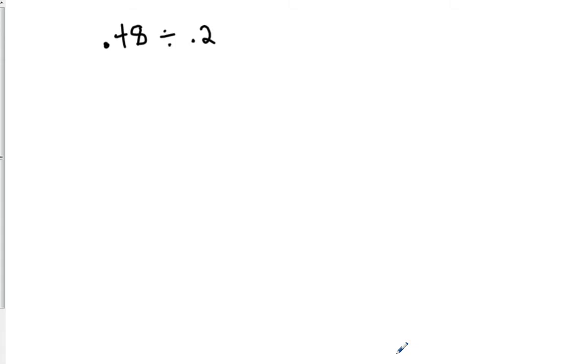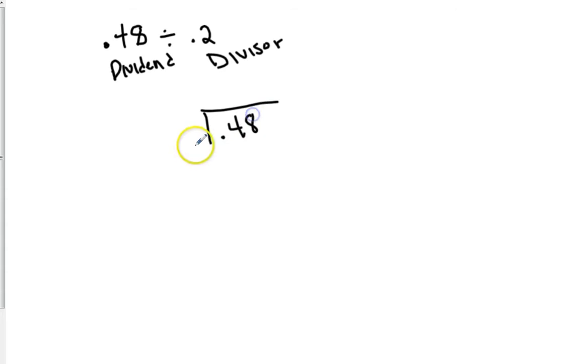In this first problem, you have 48 hundredths divided by 2 tenths. We know that this number is our dividend, and this number is our divisor, always. So when we go to set up our division house, our dividend goes on the inside, and our divisor goes on the outside. In division, you cannot divide something into 2 tenths equal pieces.